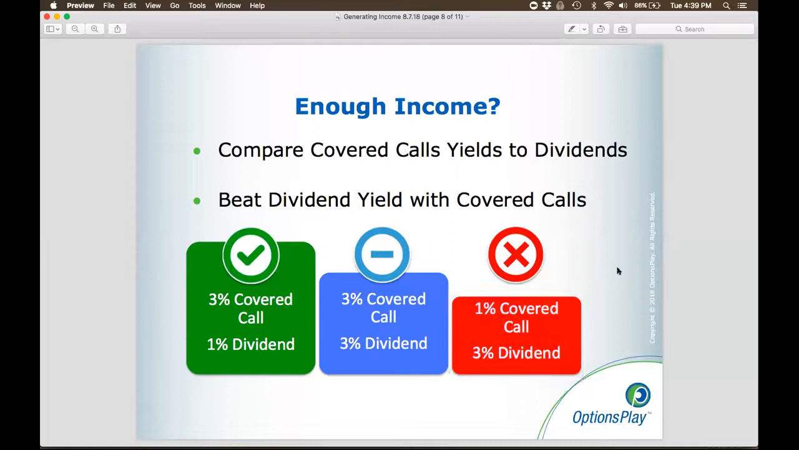So that's how you use dividend yield and covered call yields to determine, am I getting enough income? Because a lot of times when you're looking at those option chains and you see all those prices, you have really no idea based on that if you're getting enough income or not. So using the yield is how you actually calculate that.